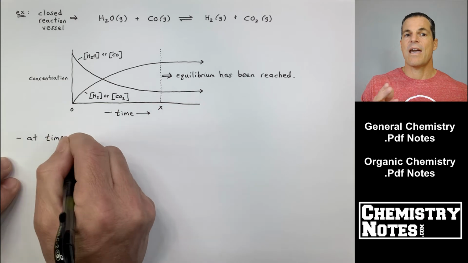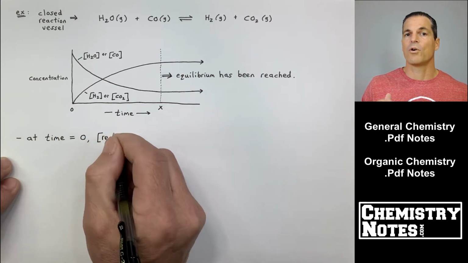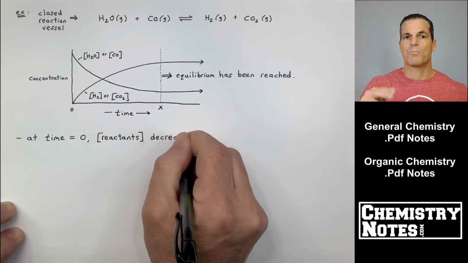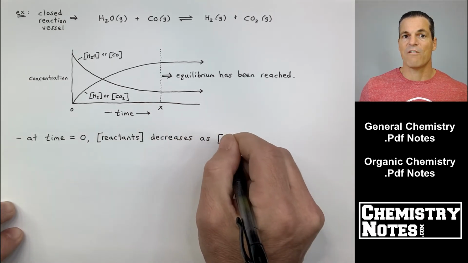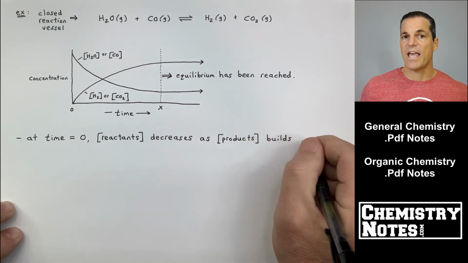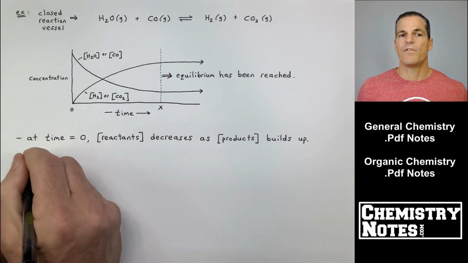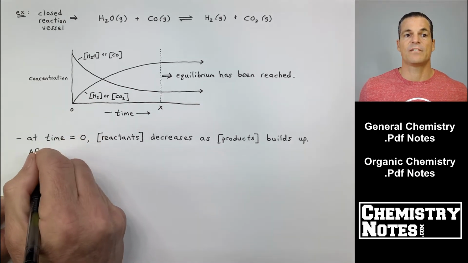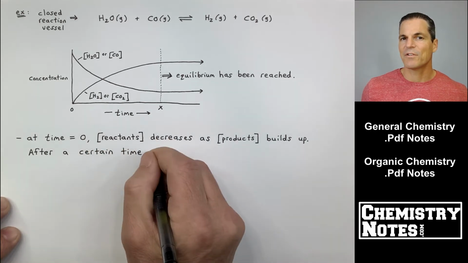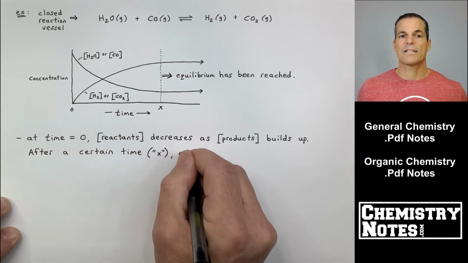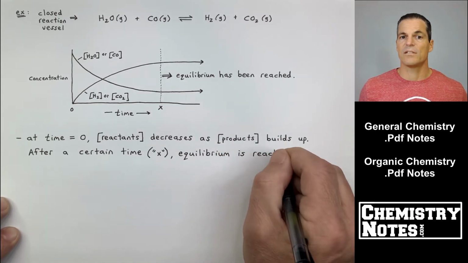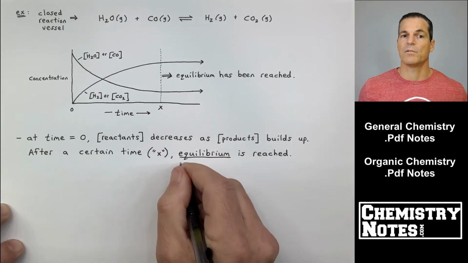And so after a certain period of the early stages of a reaction, equilibrium is reached, in which both of those little lines on my graph flatline. That's the point where equilibrium has been reached, point X. All right. So a few bullet points about that graph above. It says at time equals 0, and really what I mean is shortly after time equals 0, reactants, brackets means concentration. So the concentration of reactants decreases as my concentration of products builds up.